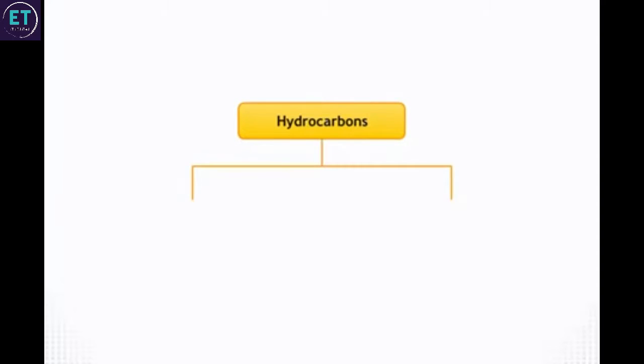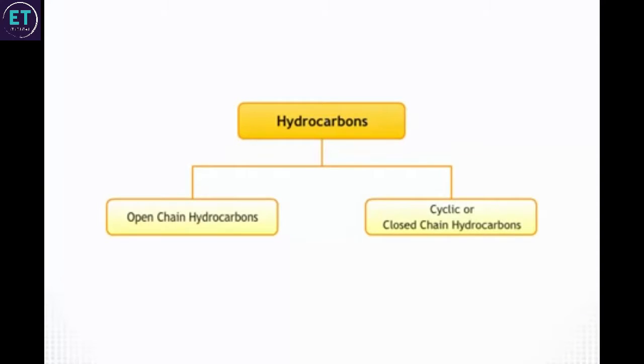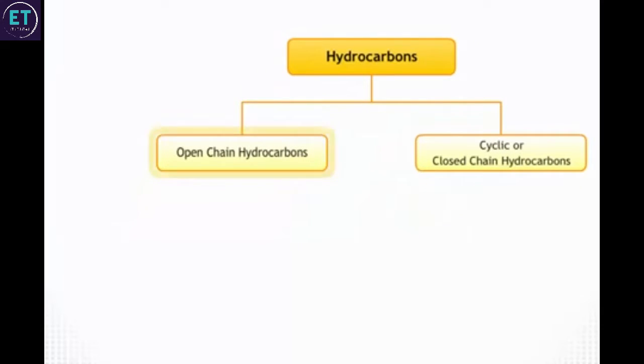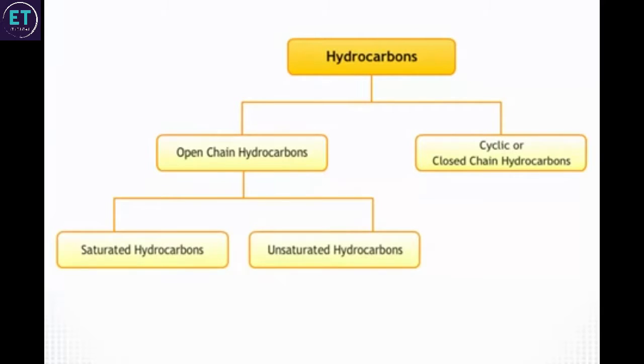Based on the structure of the carbon chain, hydrocarbons are broadly divided into 2 groups: open-chain hydrocarbons and cyclic or closed-chain hydrocarbons. Open-chain hydrocarbons contain carbon-carbon straight chains. They are further classified into 2 types: saturated hydrocarbons and unsaturated hydrocarbons.